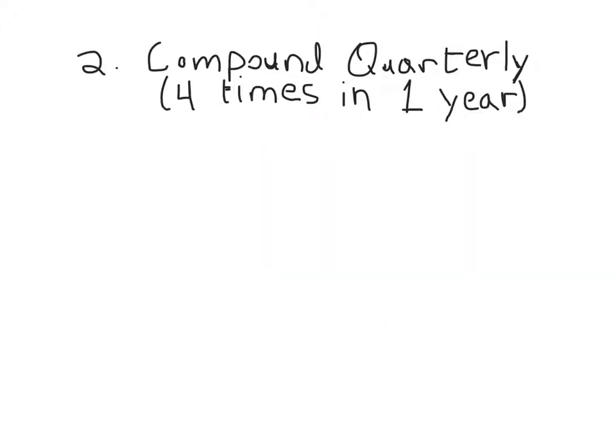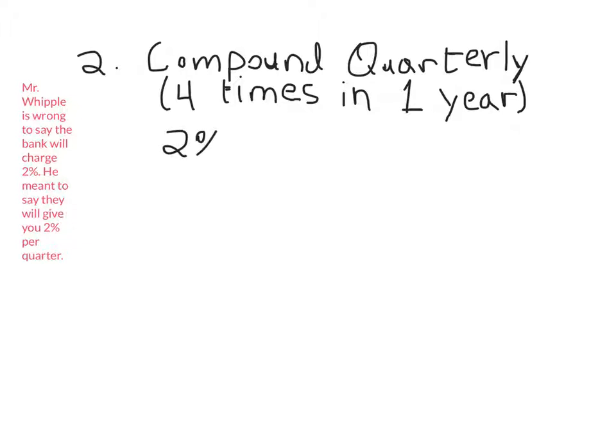All right, so now here in number 2, we're going to be compounding quarterly, which means we're going to be figuring out the interest 4 times in 1 year. And so instead of charging 8% at the end of the year, what the bank is going to do is simply charge you 2%. 8 divided by 4, they're going to charge 2%, 4 times out of the year. So 4 times per year.